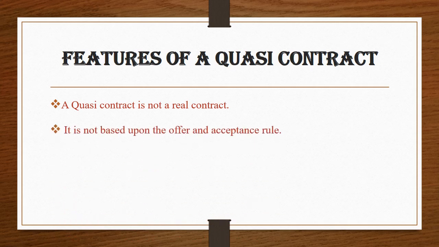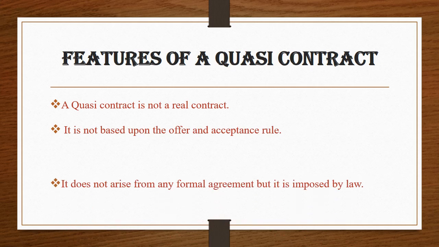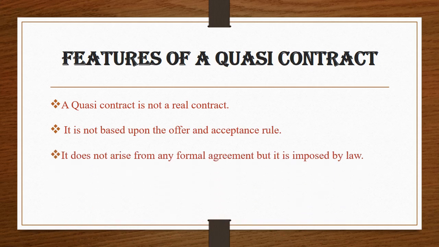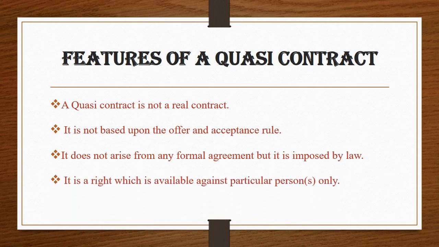Features of a quasi contract. A quasi contract is not a real contract. It is not based upon the offer and acceptance rule. It does not arise from any formal agreement, but it is imposed by law. It is a right which is available against a particular person only. So these are the features of quasi contract. It is not a real contract. It is not based on the offer and acceptance rule. It does not arise from any formal agreement, but it is enforceable by law. It is a right which is available against only one or more particular persons.